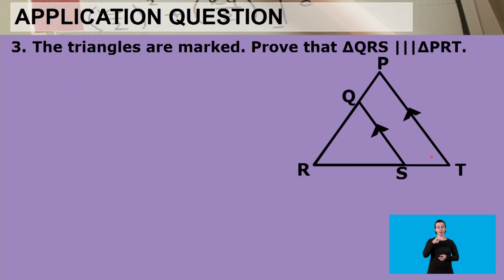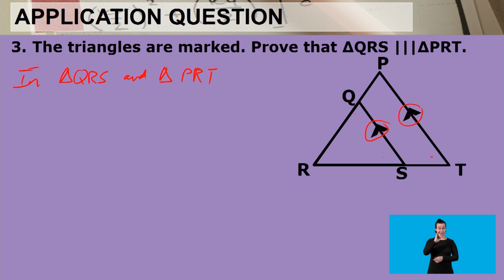Question 3. The triangles are marked. Prove that triangle QRS is similar to triangle PRT. Again, that's where you start, in triangle QRS and triangle PRT. Singling out the two triangles that you're dealing with, and then look at what you are given. Look at those two triangles. What markings are there? There is a marking there of parallel lines. So what do we know about parallel lines?